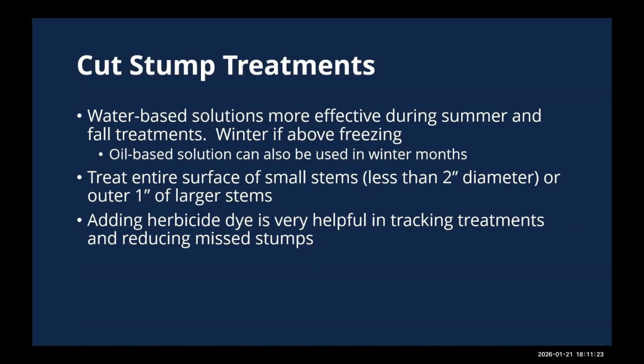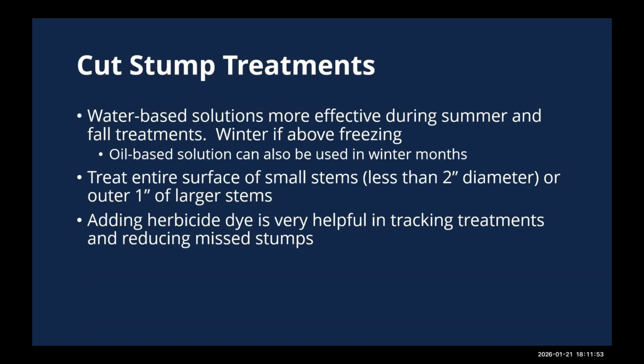Regardless, you want to treat the entire surface of small stems. So if the stem is like 2 inches diameter or less, you just go ahead and put the herbicide across the whole surface. As it gets larger, you really only have to treat that outer 1 inch. You're trying to treat the area that has the phloem in there and the cambial layer, because that phloem is going to help take that herbicide down into the root system. Adding an herbicide dye really helps because you can track what you've treated and what you haven't.